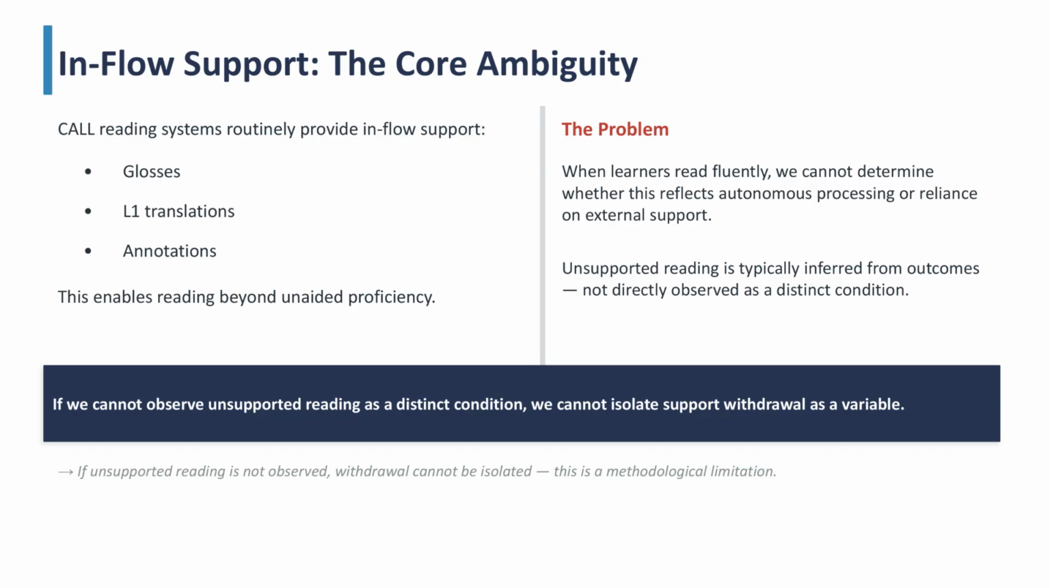In computer-assisted language learning, reading systems commonly provide inflow support, such as glosses, translations, or annotations. This allows learners to read beyond their unaided proficiency and maintain comprehension during reading. In that sense, support works. However, it creates a fundamental ambiguity. When learners read fluently, we do not know what we are observing: autonomous processing or reliance on external support. We observe fluent reading, but not its source.